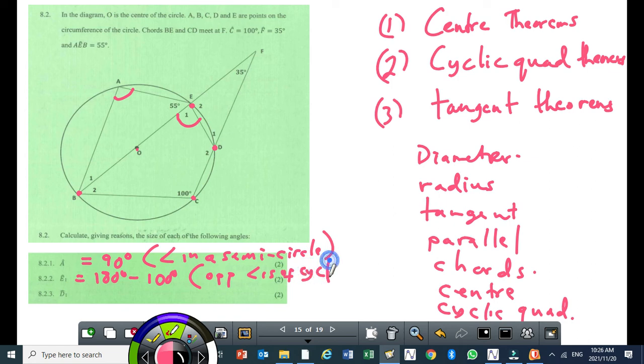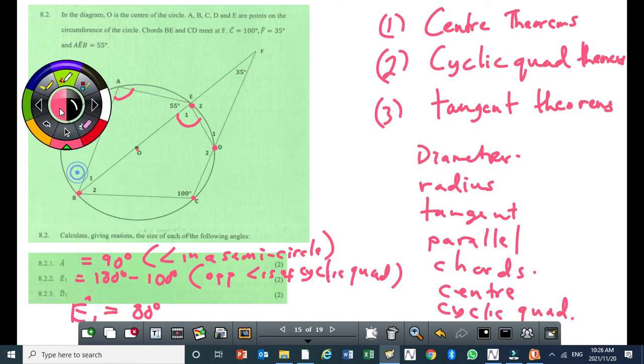Please, you don't have to write long stories here. Just write opposite angles of a cyclic quad. That's all. So angle E1 is going to be 80 degrees. It's not very difficult. And don't be scared by the diagram, please. Don't be scared by the diagram.